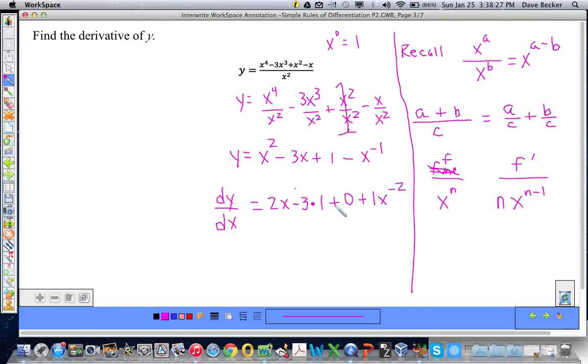So let's clean this up without these extra 1s and 0s. And this just becomes 2x minus 3, 3 times 1 is 3, plus 0 we're not writing, and we're not going to write that 1 in front of that x, plus x to the negative 2. So there is your derivative. So make sure you have these in your head for the rest of these examples, because we're going to be using them over and over.